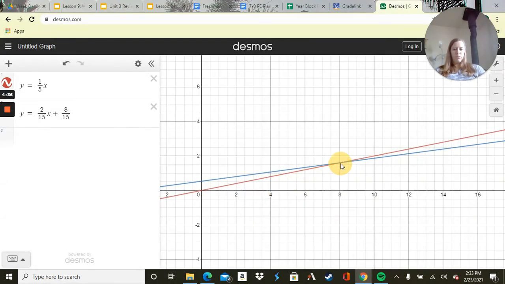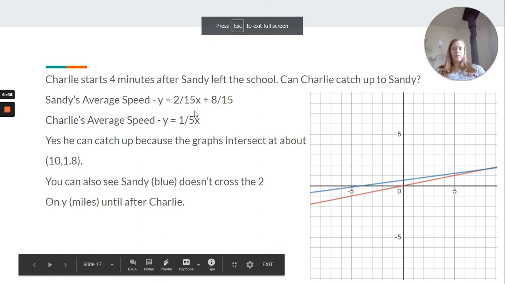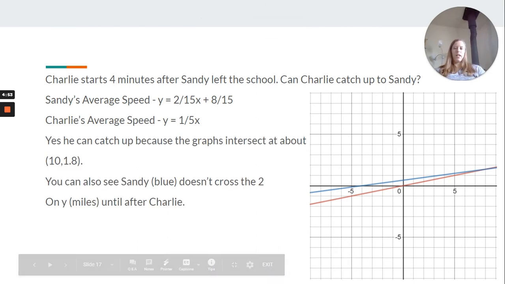So their lines cross, but not at the 2 mile mark yet. And you can see that Charlie just barely gets there before Sandy would. So yes, Charlie can catch up to Sandy. Okay, so they intersected about 10, 1.8.